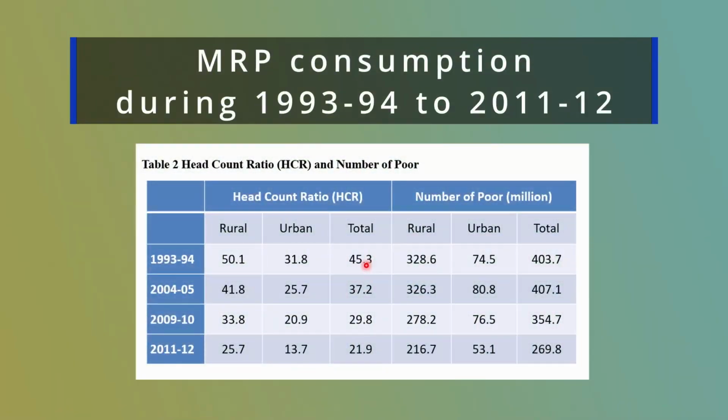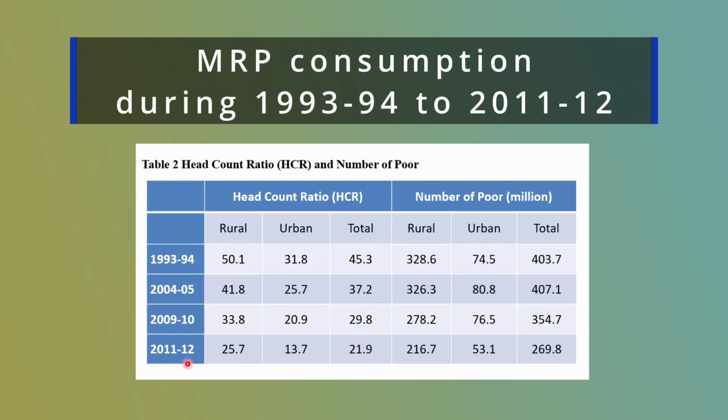If we consider this measurement to measure the headcount ratio as well as the number of poor in our country, then the estimate shows that both the rural headcount ratio as well as the urban headcount ratio were gradually decreasing during this period. And if we consider the number of poor, rural poor as well as urban poor, they are also gradually decreasing during this period.